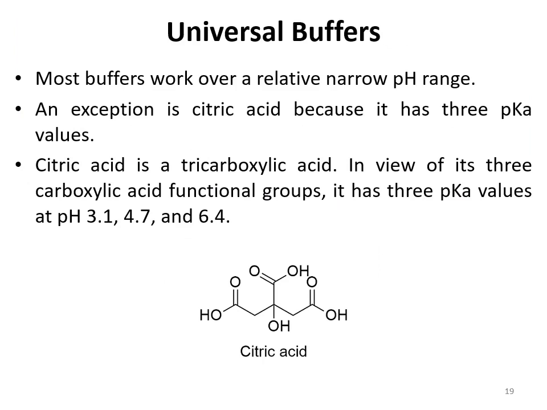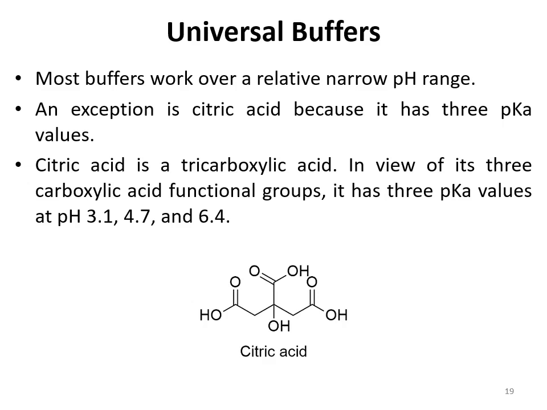Universal buffer. Most buffers work over a relatively narrow pH range. An exception is citric acid because it has 3 pKa values. Citric acid shows some exceptional cases because it has 3 carboxylic acid functional groups. As you can see in the picture, it has 3 pKa values at 3.1, 4.7 and 6.4.